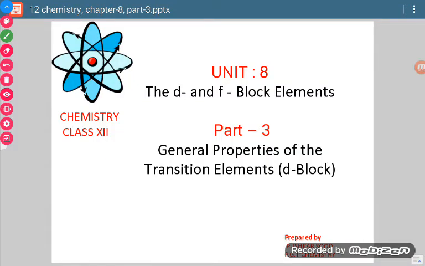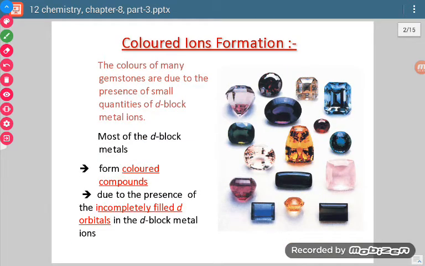Good morning, students. Today we are going to start a few more properties of transition elements. The next property of transition elements is colored ions formation. If we see transition elements, most of them form colored ions.